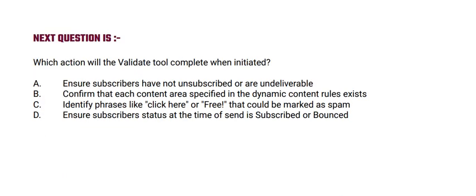Next question is, which action will the validate tool complete when initiated? Options are option A, ensure subscribers have not unsubscribed or are undeliverable. Option B, confirm that each content area specified in the dynamic content rules exists.